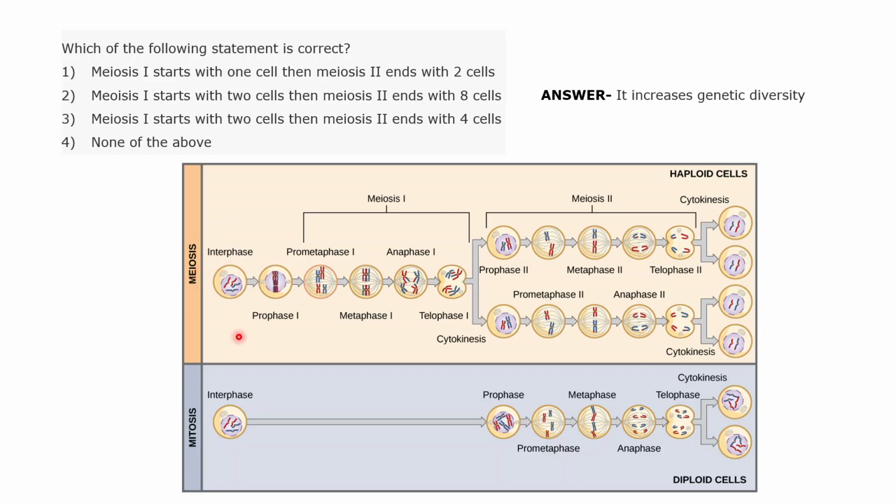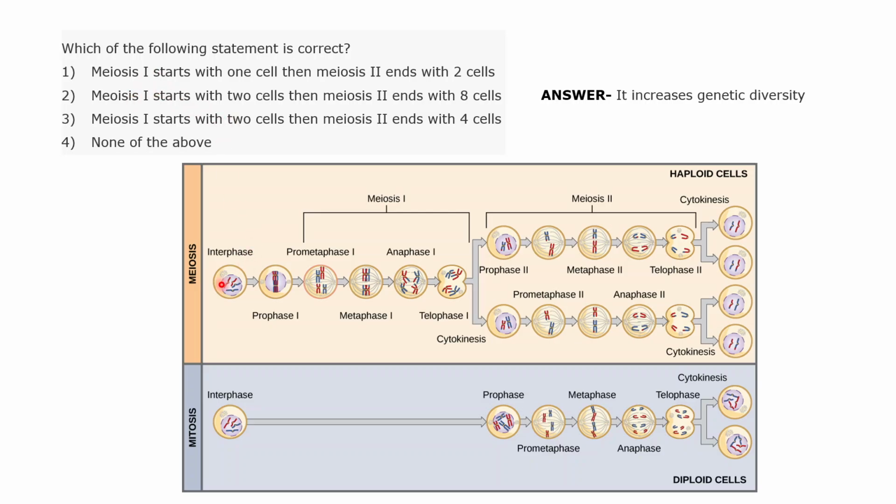If it starts with 2 cells, then it ends up with 8 cells, right? So that option is wrong also. So option 2 is the right answer. If you start with 2 cells, then by simple multiplication you can see that it will end up with 8 cells. At the end of meiosis 2, it will end up with 8 cells, not with 2 cells or 4 cells in this case. So this is the answer, meiosis 1.